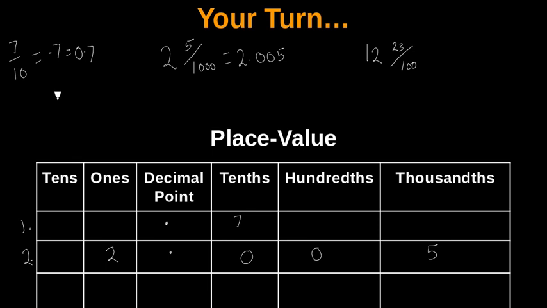So that's how you know you're on the right path. Now let's work on the last question. We have 12 and 23 over 100. 12 whole number, 23 over 100.